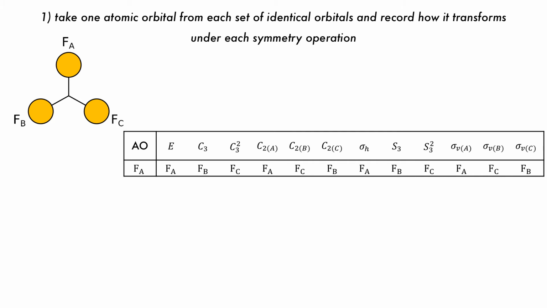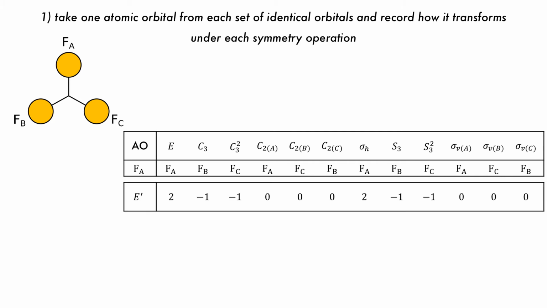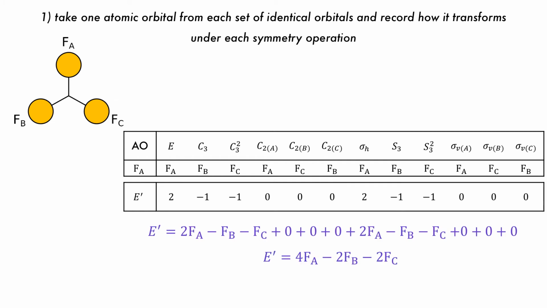The last one that we will consider is the E' representation that we know is present, and we get this function with lots of zeros, which when we collect terms, E' is equal to 4 times Fa minus 2 times Fb minus 2 times Fc. This means that Fa should be double the size of Fb or Fc, and because of the minus sign, Fb and Fc have an opposite phase to Fa.